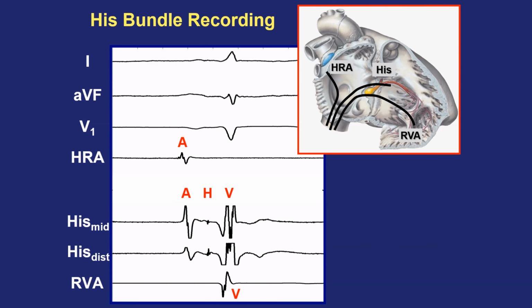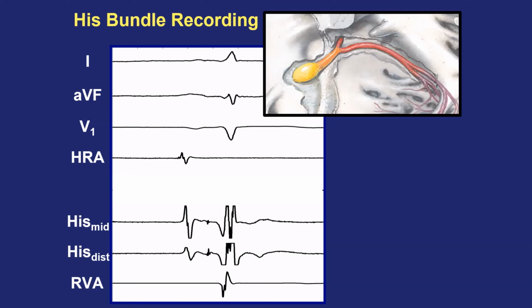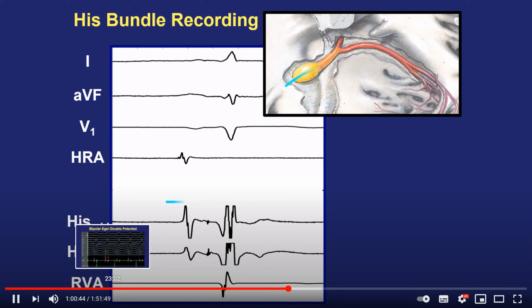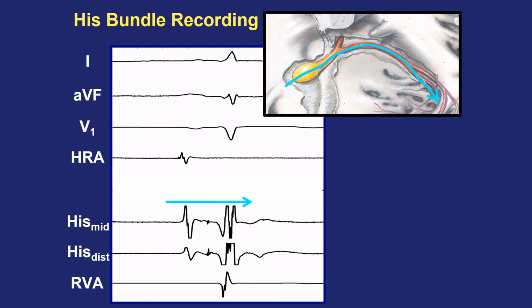Why is it important to record a bundle of His? We discussed this earlier when we talked about dividing up the PR interval into its two components, the AV node part and the His-Purkinje part. As signals travel from atrium to ventricle, of course, it must travel through the AV node first, and then to the His bundle, and then down the bundle branches in the His-Purkinje tree.